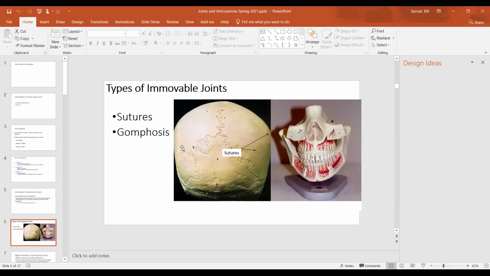And again, here we see the sutures in the skull. There's the sagittal suture, and that looks like the lambdoid suture there. And these are the sockets, the gum processes. They are immovable joints, again, connective tissue in place there.